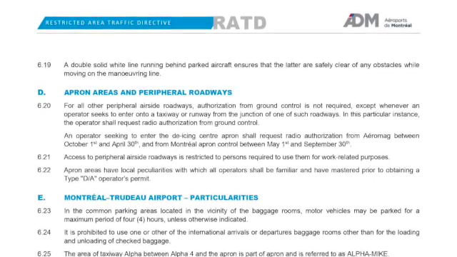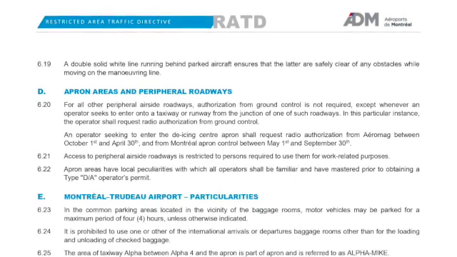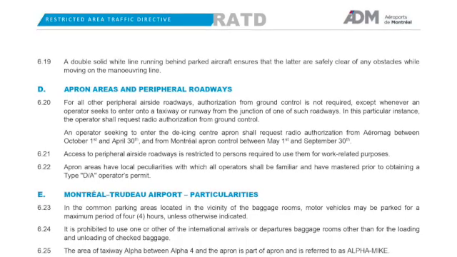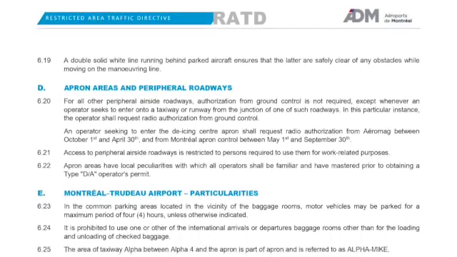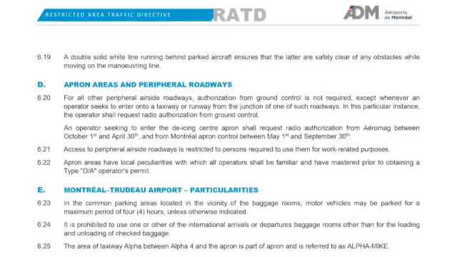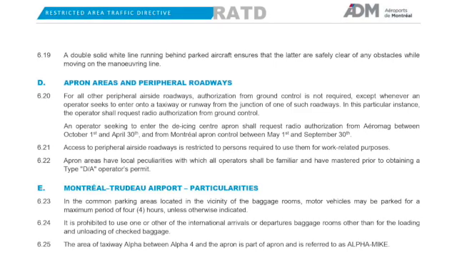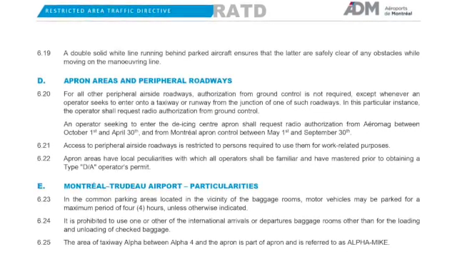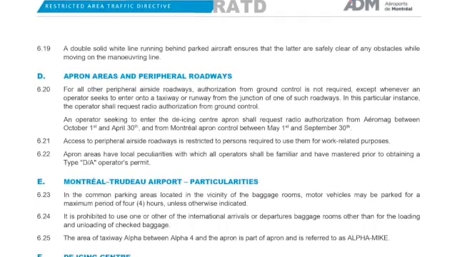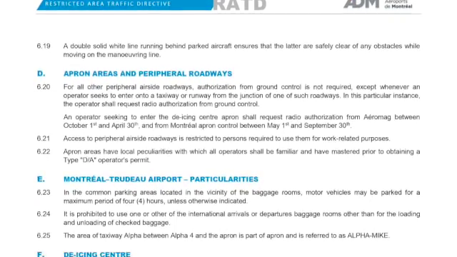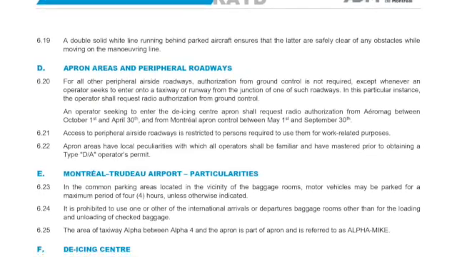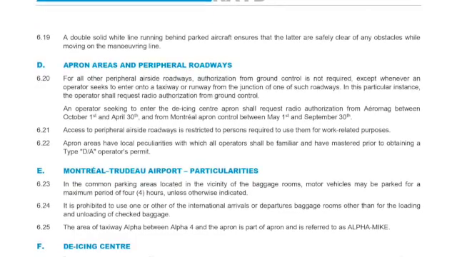D. Apron areas and peripheral roadways. 6.20. For all other peripheral airside roadways, authorization from ground control is not required, except whenever an operator seeks to enter onto a taxiway or runway from the junction of one of such roadways. In this particular instance, the operator shall request radio authorization from ground control. An operator seeking to enter the de-icing center apron shall request radio authorization from Aeromag between October 1st and April 30th, and from Montreal apron control between May 1st and September 30th.